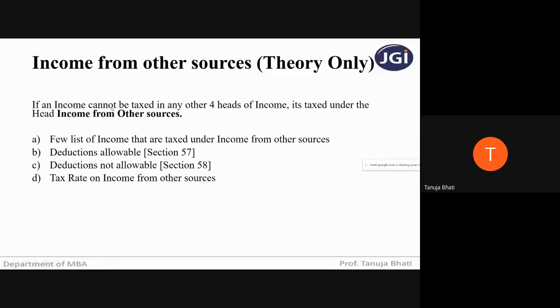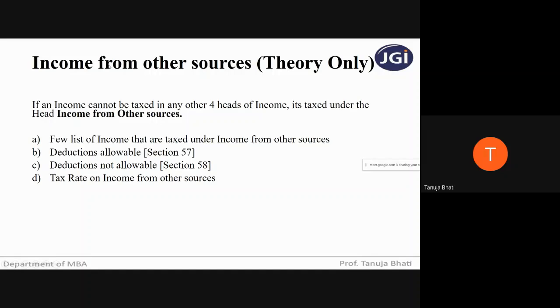If an income cannot be taxed in any of the 4 heads of income, it is to be taxed under the head income from other sources. We know that if a particular income is not falling under the head salaries, house property, business or profession, or capital gain, that income will be taxed under the head income from other sources.